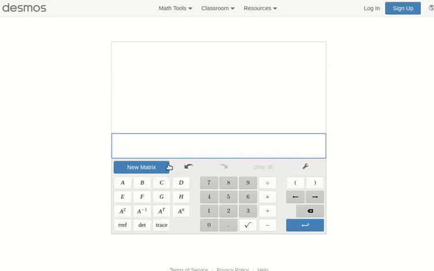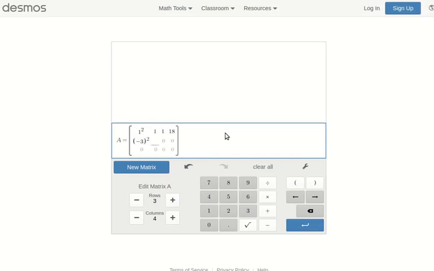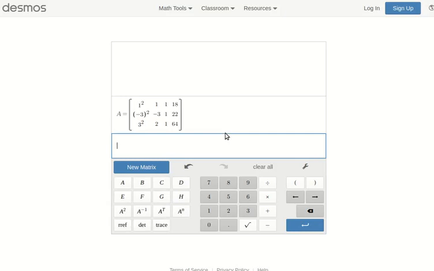So I'm going to start over. New matrix. This will be a 3 by 4, and so I'm going to start typing it in almost exactly as you see it. 1 squared, 1, always a 1, 18. I then got negative 3 squared, negative 3, always a 1, 22. And then finally, 3 squared, 3, always a 1, 64. I sure hope they simplify that for me. RREF of A.